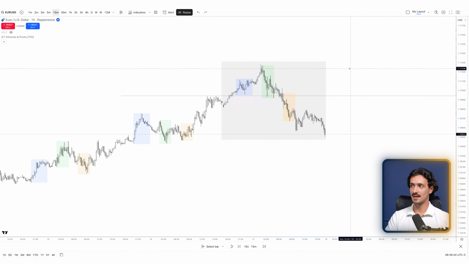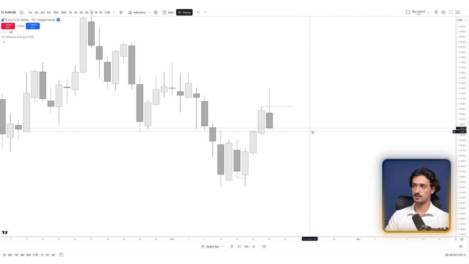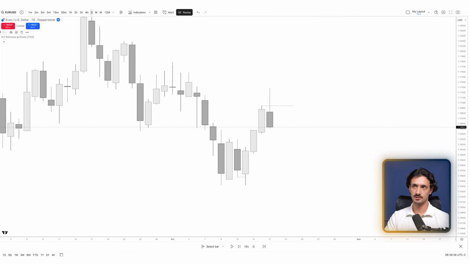So if we go back to the daily time frame, what this now tells me is that tomorrow is going to be bearish, because we've hit these highs, we've wicked above this high. So you're looking for a wick above and a close back inside bearish. That tells me that tomorrow is going to be bearish.